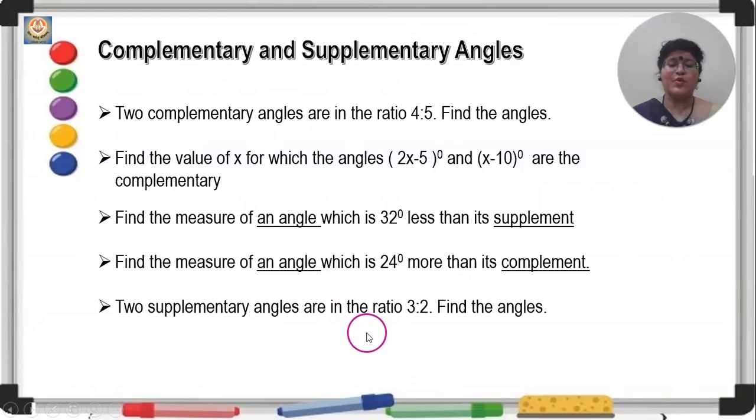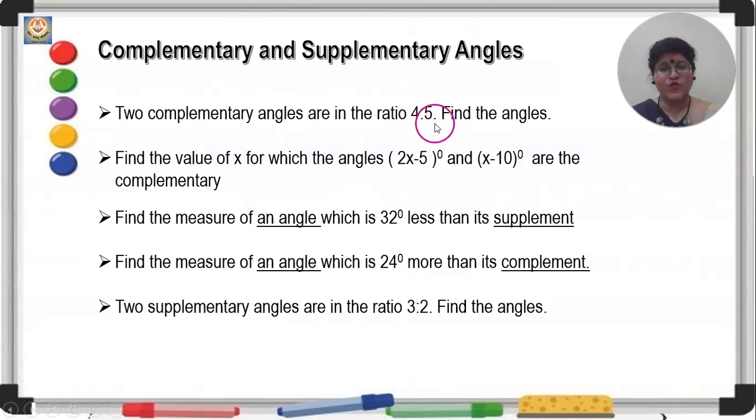These are a couple of problems from this chapter based on complementary and supplementary angles. Now, these questions are not given in the textbook, but we have had a video lesson based on complementary and supplementary angles. Two complementary angles whose ratio is 4:5. We have done such type of problems where the ratio is given, and in such case you will take the common multiple to be x.